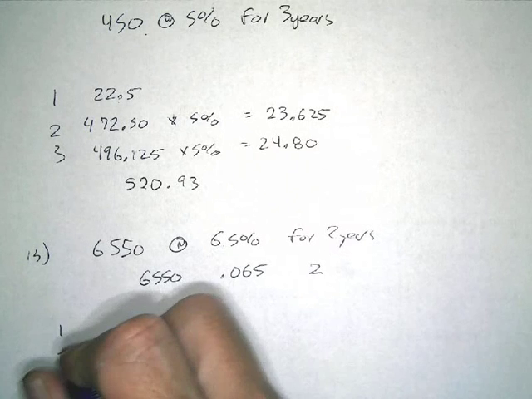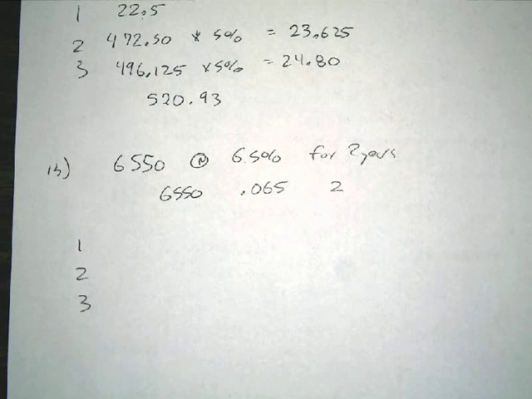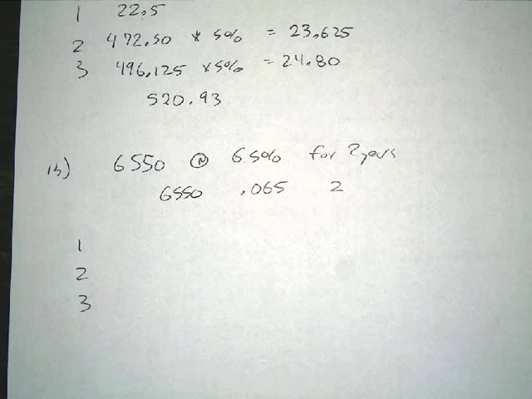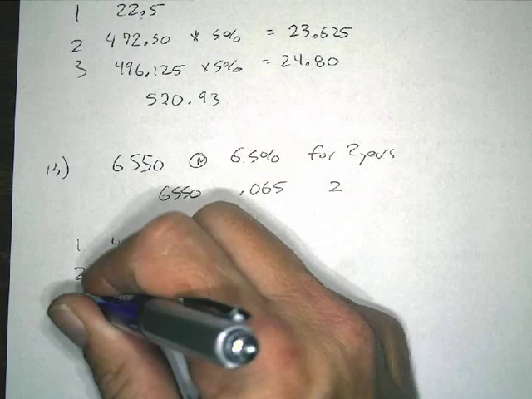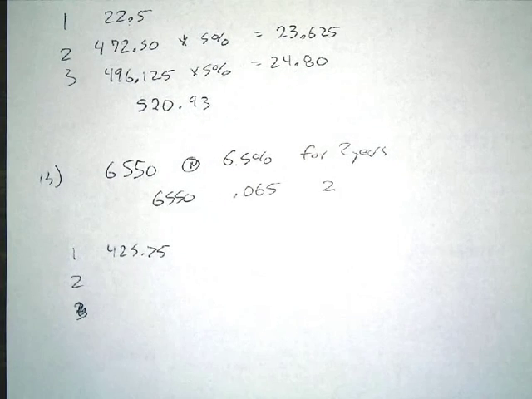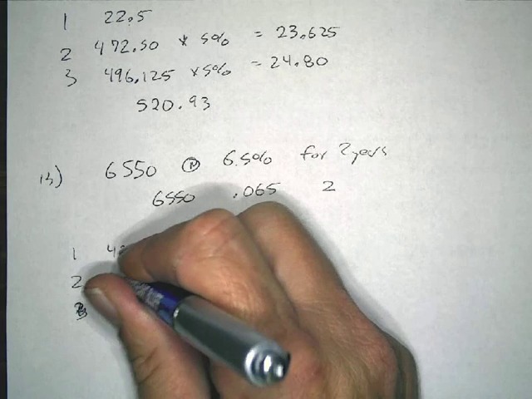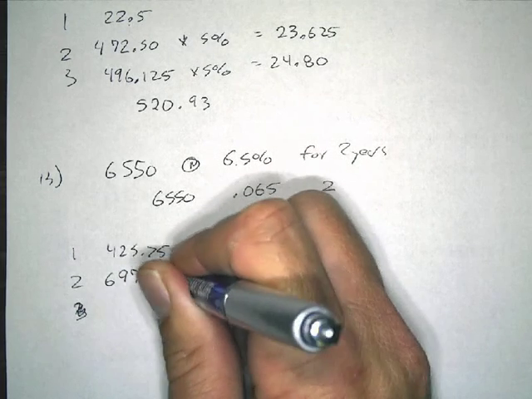So for year 1 to find our interest, we're going to take our 6550 times 0.065. We're going to get $425.75. We're going to add that back into our original amount, 6550. So year 2, we would start with 6975.75. Then we would take this times our 0.065.